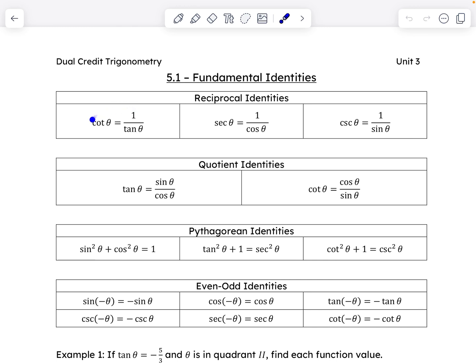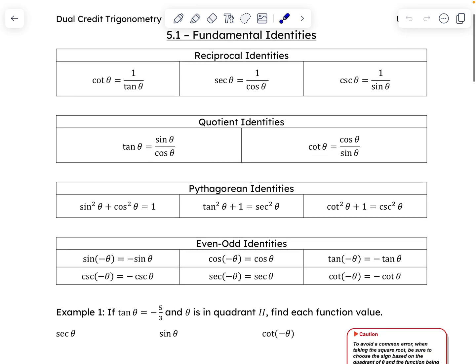So remember, cotangent is 1 over tangent, secant is 1 over cosine, and cosecant is 1 over sine. We also have our quotient identities. So tangent is sine over cosine. We've looked at that one before as well. And then cotangent is cosine over sine. So remember, if cotangent is 1 over tangent, we can just flip the sine over cosine to cosine over sine to get our cotangent. We've also got our Pythagorean identities.